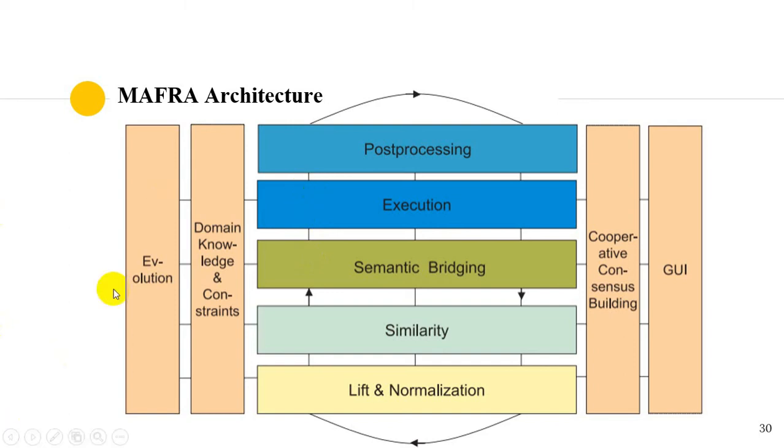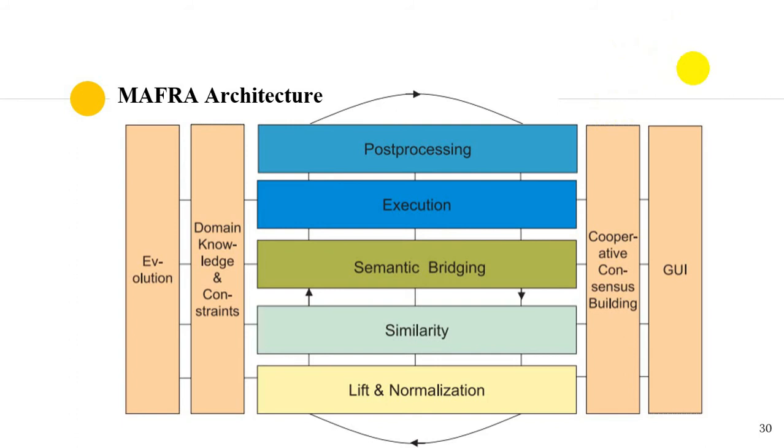And also it consists of four vertical components that run along the entire mapping process, interacting with the horizontal modules. Evaluation focuses on maintaining the semantic bridges obtained by the semantic bridging module. Domain constraints and background knowledge improve the quality of similarity computation and semantic bridging by introducing background knowledge and domain constraints. Cooperative consensus building is responsible for establishing a consensus on semantic bridges between two communities participating in the mapping process. And finally, the graphical user interface.